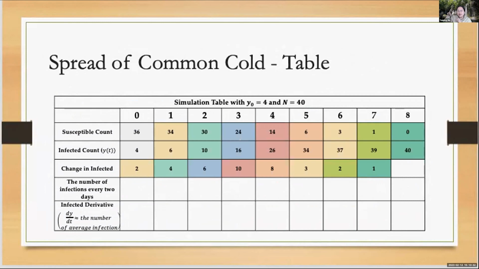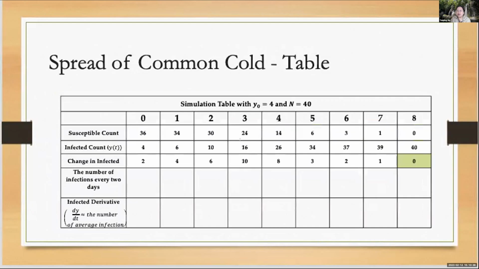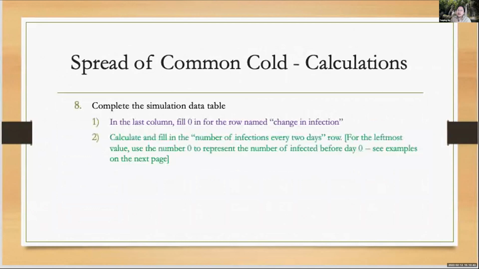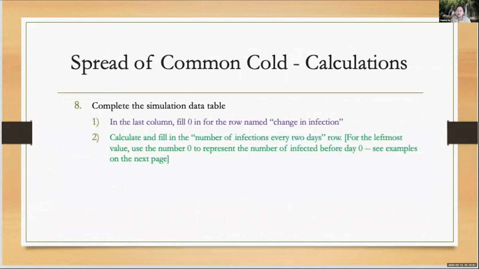We do have an empty cell in the fourth row. So first of all, we fill in 0 for that row, which is no more changing infection. And then we calculate and fill in the number of infections for every 2 days, which is the extra row we have, the number of infections every 2 days.